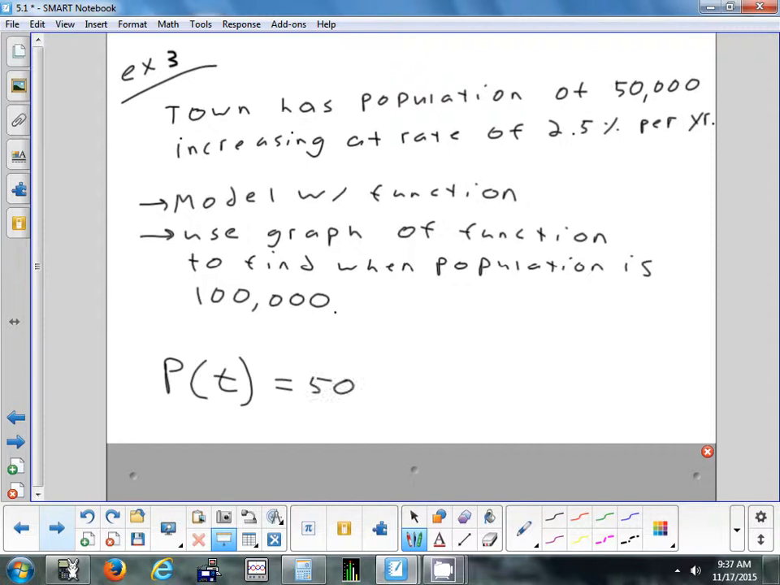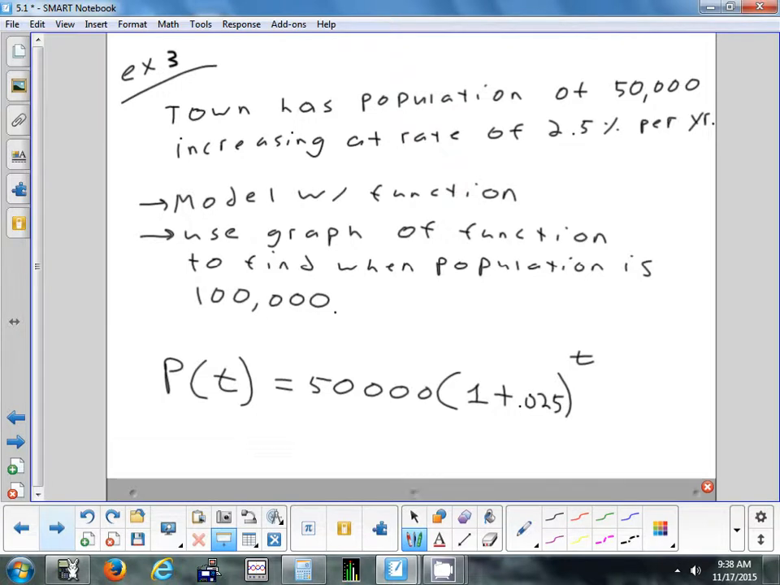50,000. That's my initial amount. Times 1 plus, what's my rate here? 0.025. And last thing I need, time, with an exponent of t. If you can combine anything, just add those up. So it's 50,000 times, what's 1 plus 0.025?